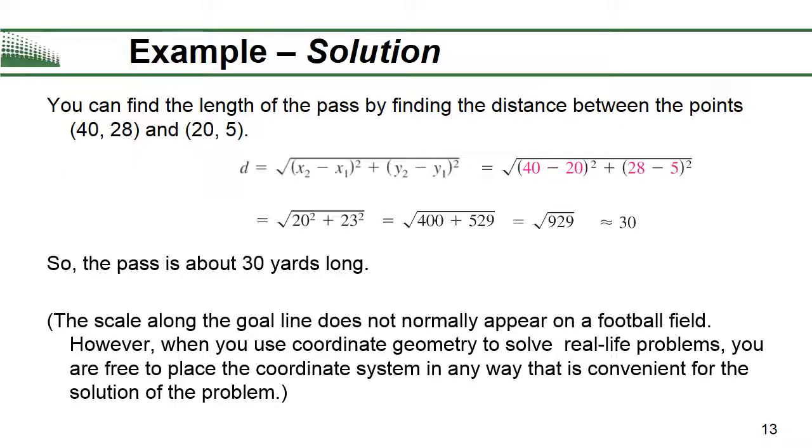Now again, normally when we have a square root and it doesn't come out to a whole number, we're going to simplify it but leave it in terms of the square root. But things like distances, again, it just doesn't make sense to leave it as a square root. It's a practical, real-life thing. How far are two things apart? You want to give a number or a decimal approximation, not a square root. So about 30 yards long. It also notes here that the scale along the goal line doesn't really appear on a football field. I'm sure you know that. However, when you use coordinate geometry to solve the problem, you can put the coordinate system in any way that's convenient to help you solve the problem, which is why they did that.